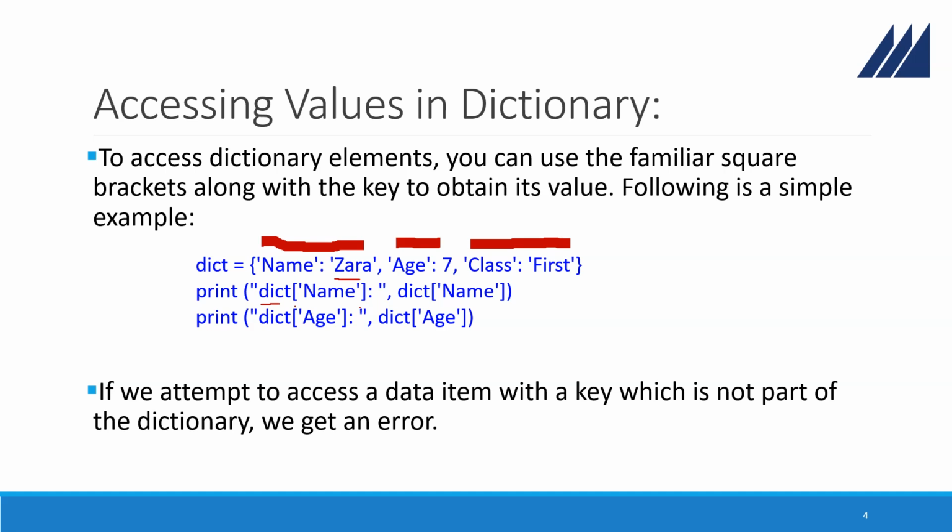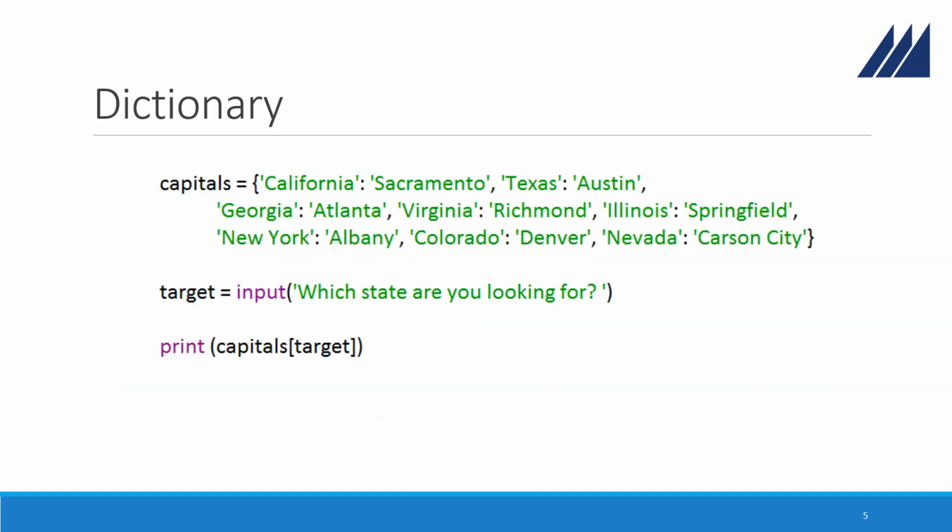Okay. What if the key is not there? So let's say I am saying over here, print out dict, and instead of name, I said, for example, season. Season is not in the dictionary as a key. It's going to give you an error. Okay. But if it's there, it's going to return back to you the value that is associated with that key.